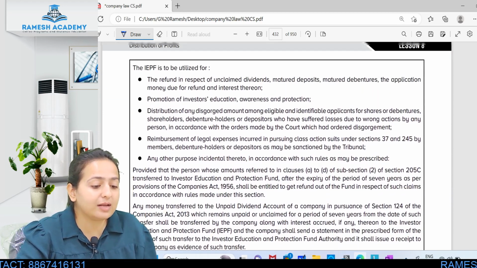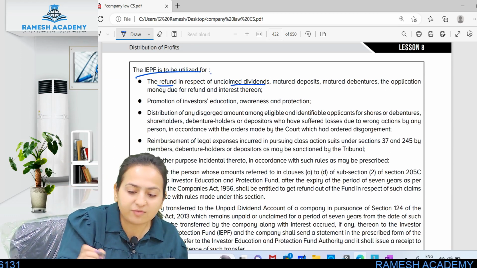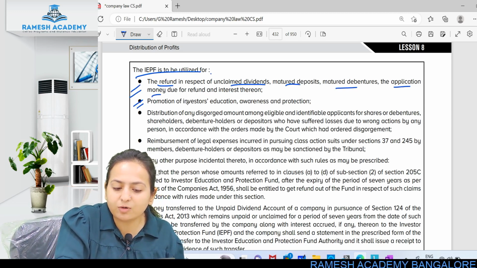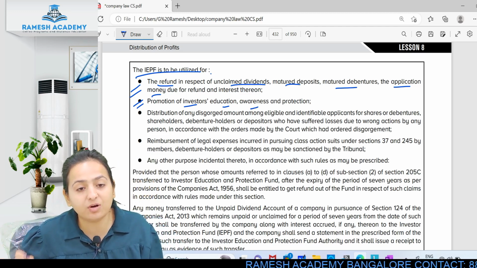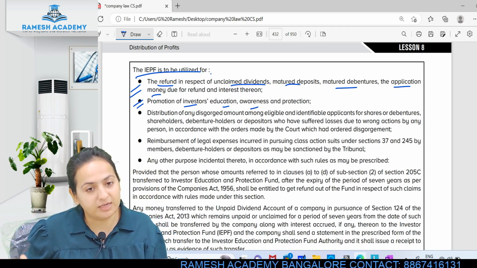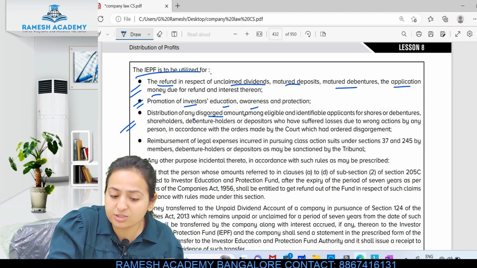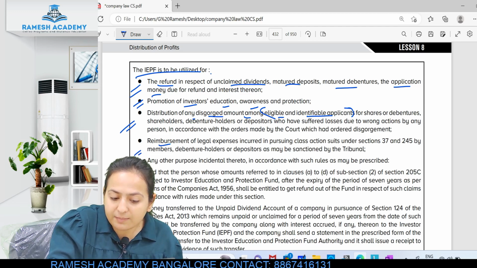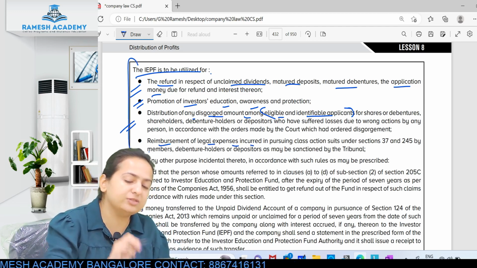Now this particular IEPF will be utilized for what? The refund in respect of unclaimed dividend, deposits, debentures, application money, promotion of investors' education, awareness and protection. Why? Because IEPF full form is Investor Education and Protection Fund. Distribution of any disgorged amount which is eligible and identifiable, or reimbursement of the legal expenses also. So these can be utilized for these purposes.